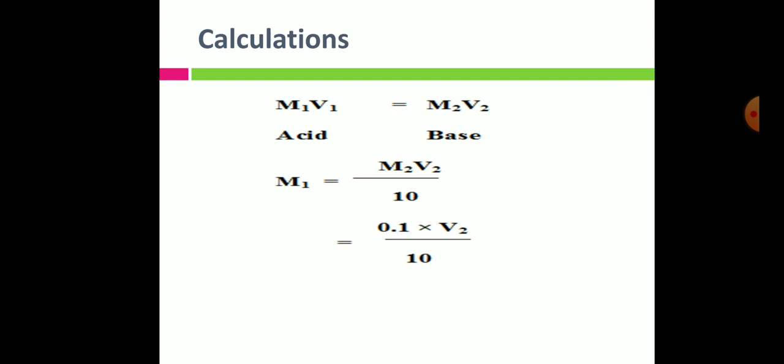Now from where will we get the volume of NaOH? We will get the volume of NaOH at the equivalence point from that graph, and the extrapolation of the equivalence point to the x-axis is going to give us the V2 value. So we will take that V2 value from the graph, and it will be substituted in this formula to get the molarity of the acid solution.